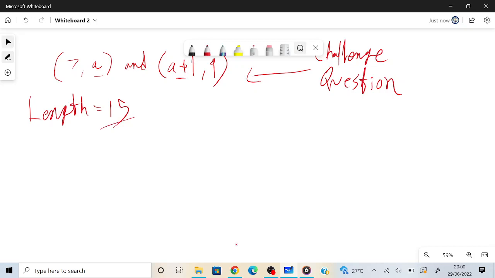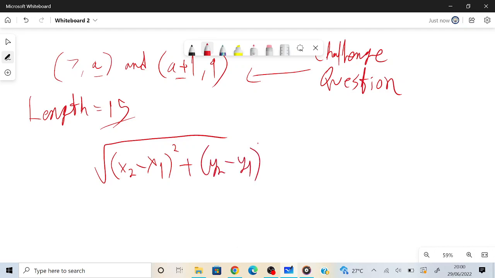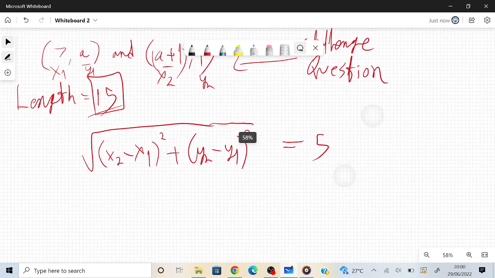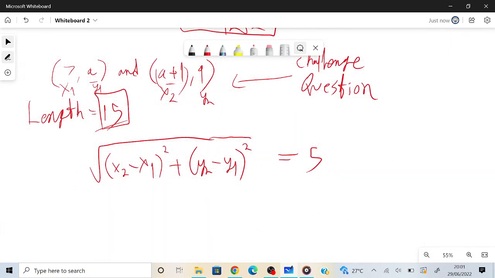So let's actually write our formula down. This will help. We know our formula is the square root of x2 minus x1 squared plus y2 minus y1 squared, and in this case it's all equal to 15 because they gave us the length to be 15. Now this is our x1, this is our y1, this is our x2, this is our y2. A plus 1 are a whole unit. So if we substitute this into our equation, all we have to do then is just solve for a.